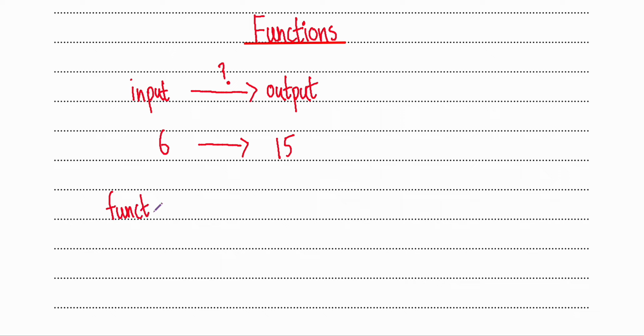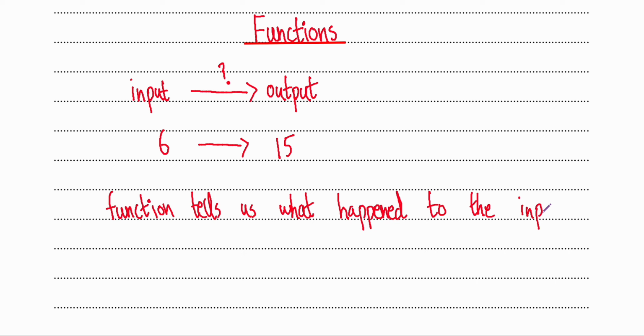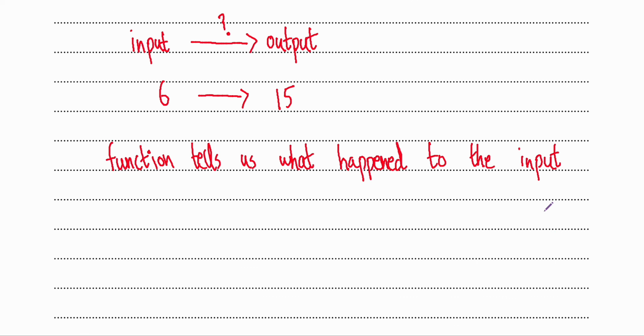So the function tells us what happened to the input, and we'll do some examples of this so it makes more sense. It also gives us the output. So let's say we had a function, let's call it f of x. That means the function on x. Let's say that's equal to 2x plus 8 minus x squared.